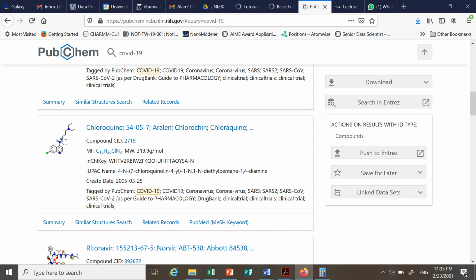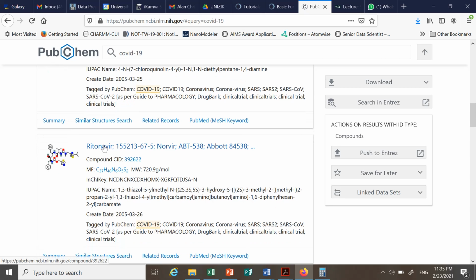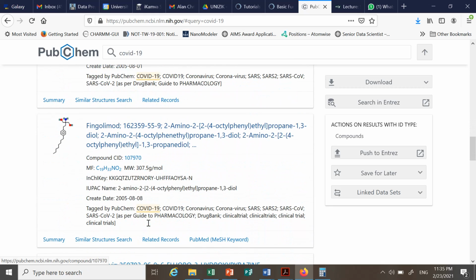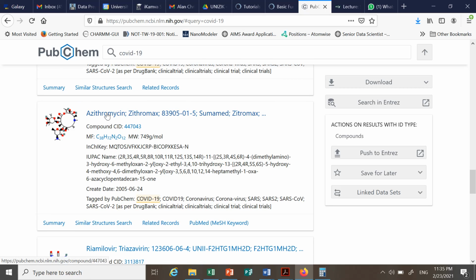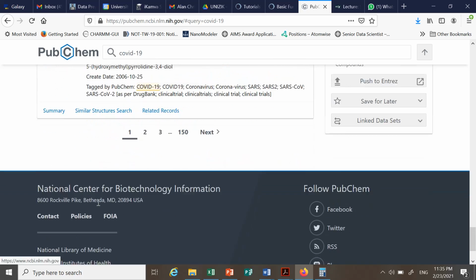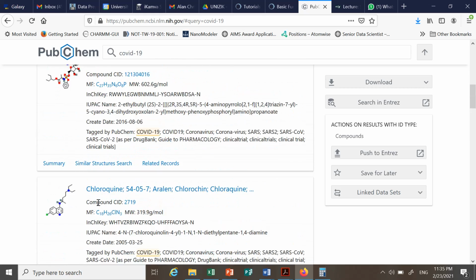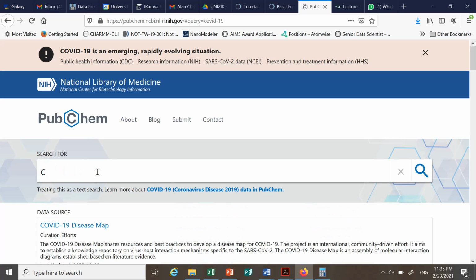Interestingly, chloroquine has been linked to COVID-19, so you can see that. Ritonavir, an antiviral compound, has been linked to that also. So it makes sense. Favipiravir, I don't know, of course, azithromycin, an antibiotic. So, all right, one can search with the name. We can also search with the protein.